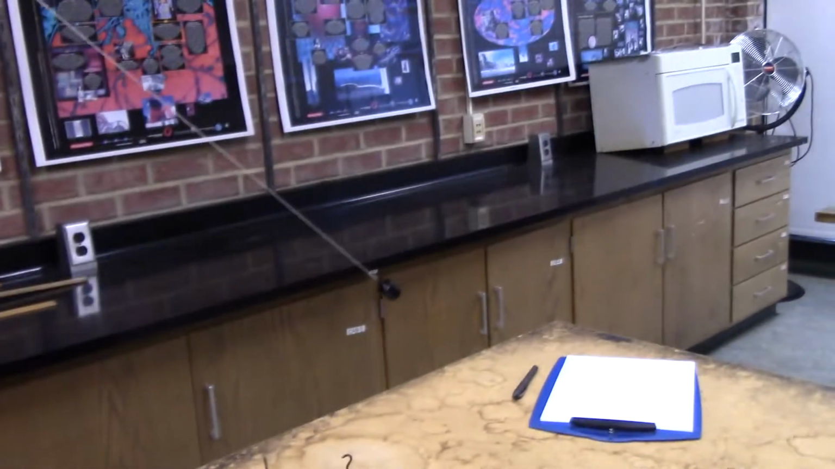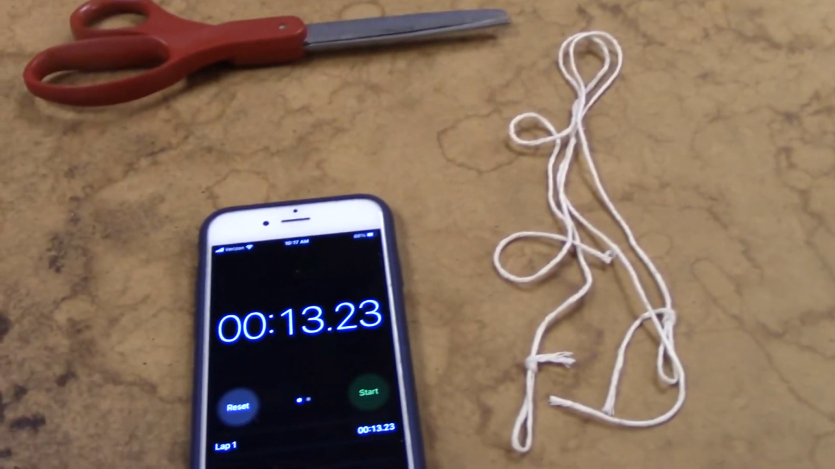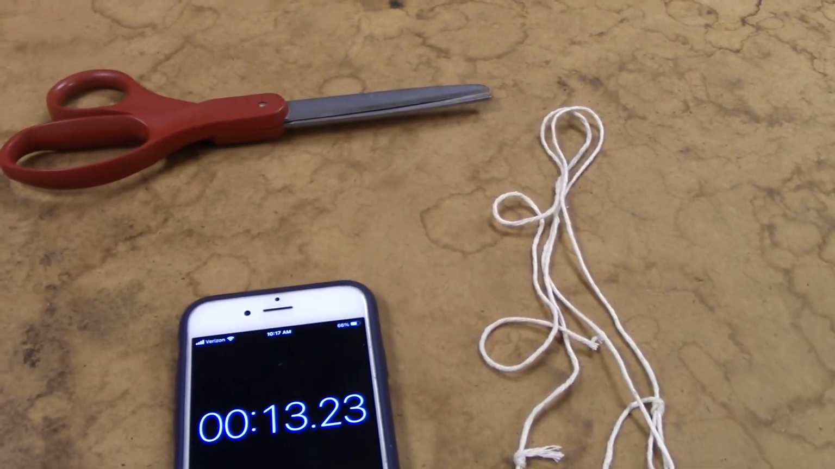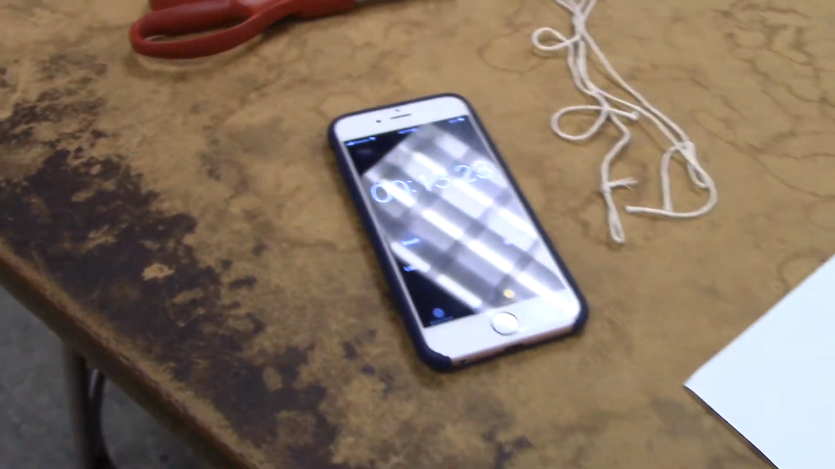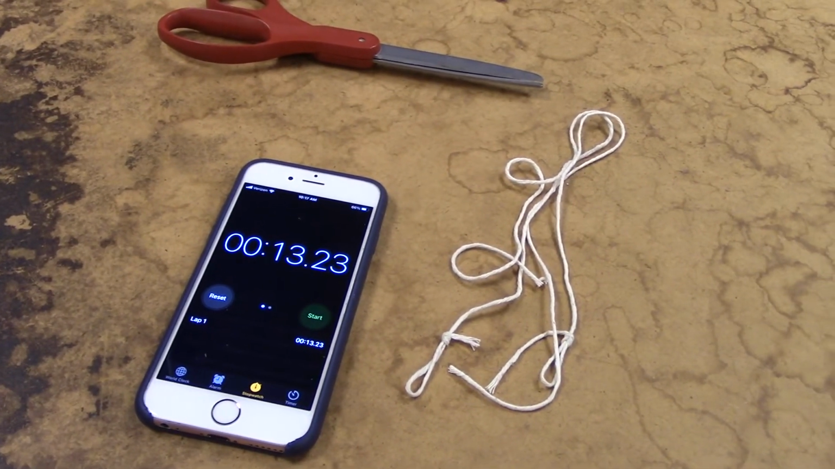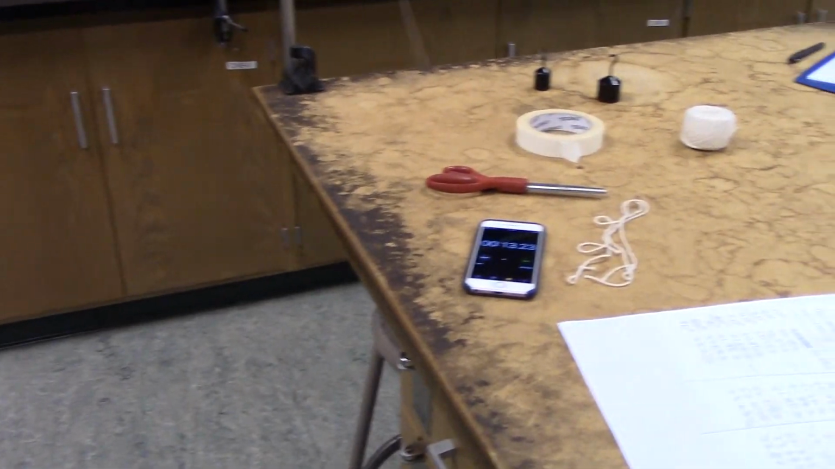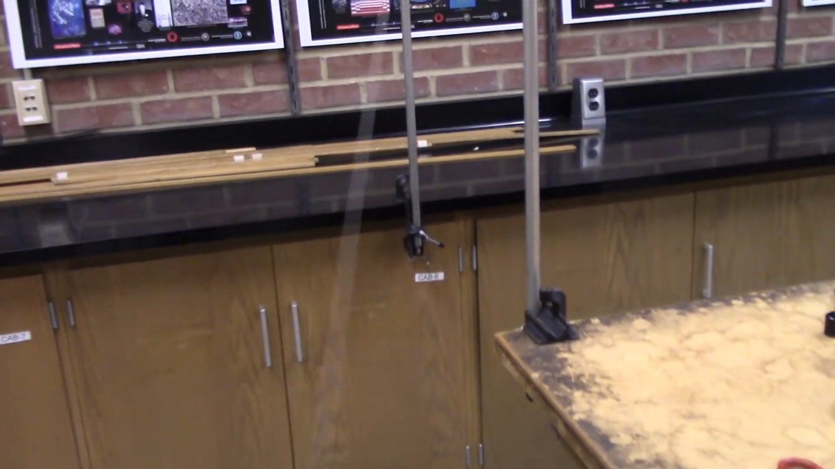1, 2, 3, 4, 5. So I got 13.23 seconds. Yeah, it's gone sideways now, so it's a good thing I kept 5 cycles and didn't try for 10. But that's the idea. So 13.23 seconds for 5 cycles, and I can divide that number by 5, and that is going to give me a period.